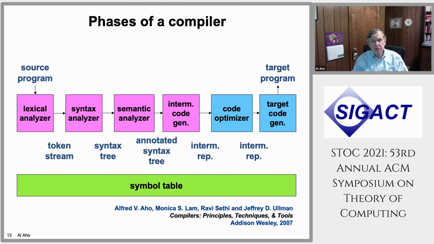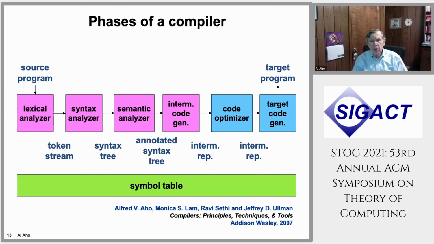The syntax tree is passed to a semantic analyzer that checks to make sure that the program makes semantic sense. For example, checks to make sure that the types of the operands and operators match. It may make annotations on the syntax tree and pass the annotated syntax tree to an intermediate code generator. The intermediate code generator then transforms the syntax tree into an intermediate representation, which often is some kind of 3-address code.